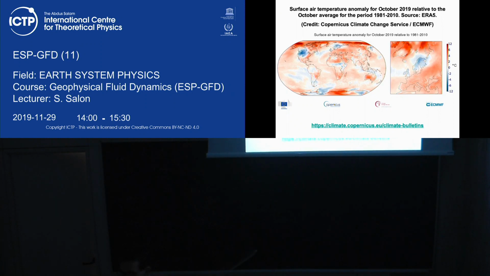So they say, how was the climate? Speaking about climate in a very short period of time is not very correct, but okay, how was the situation in the past month? I did it yesterday or the day before, and I took from this website this image, which is the surface air temperature anomaly for October 2019, last year, relative to the October average for the period of 1981-2010.